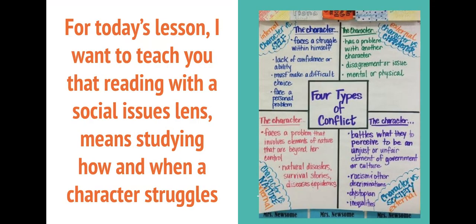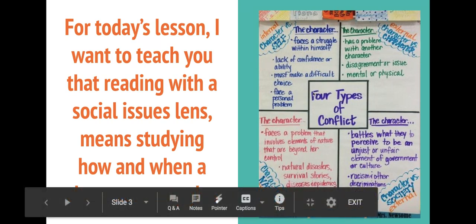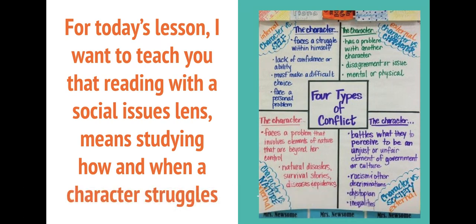For today's lesson, I want to teach you that reading with a social issues lens means studying how and when a character struggles. Look over here on the right. I've summarized the 4 kinds of struggles or conflicts that a character might face. The first one is internal, which is character versus self. The second one is external, which is character versus character. Then external, character versus nature, and external, character versus society. So we're going to look in depth at these 4 different kinds of struggles that a character might have.